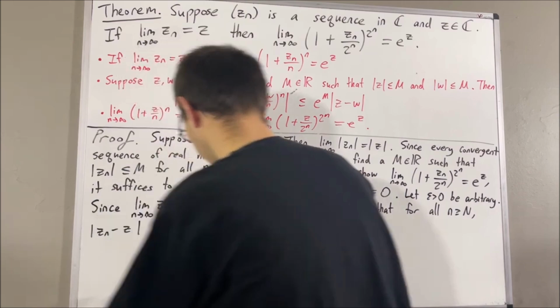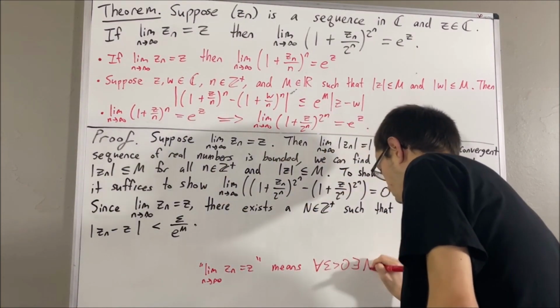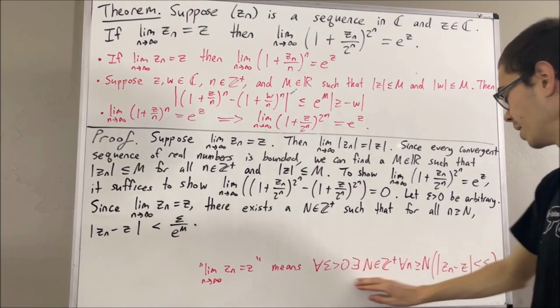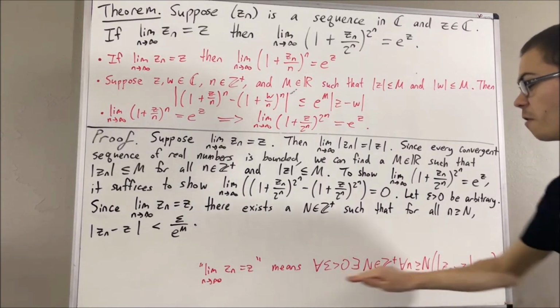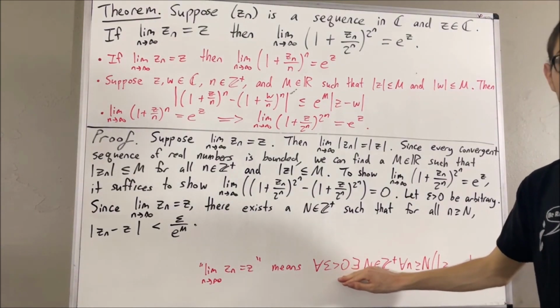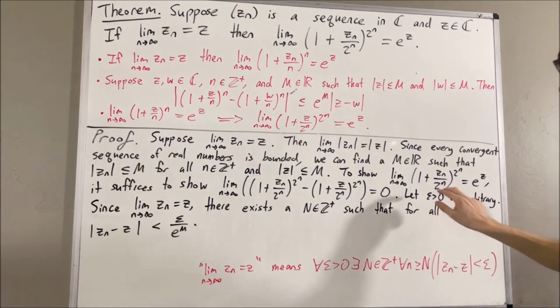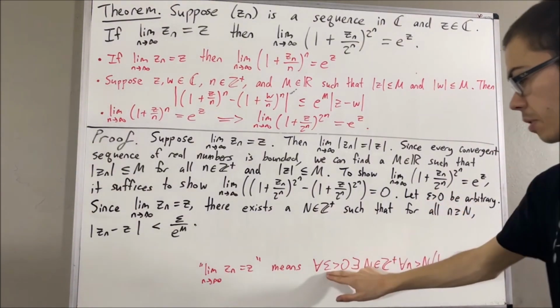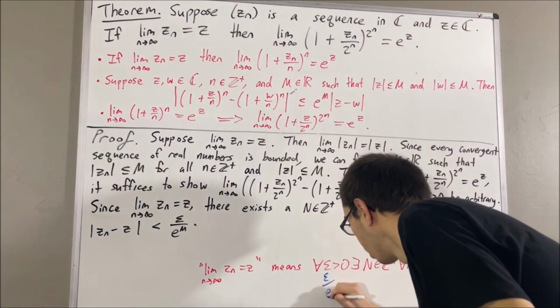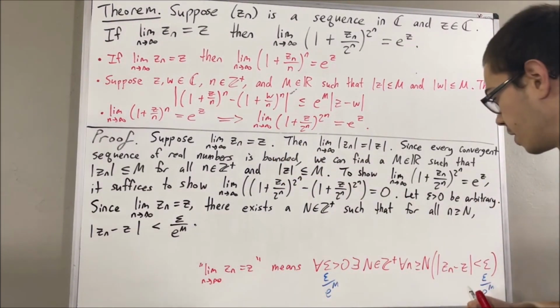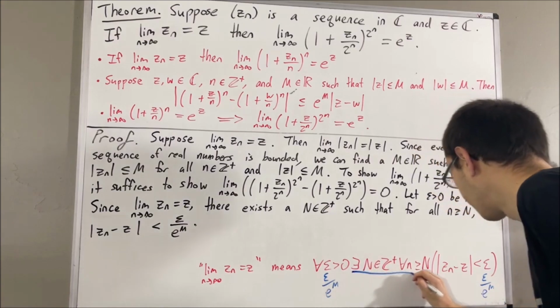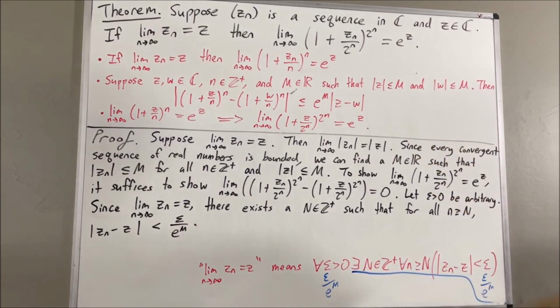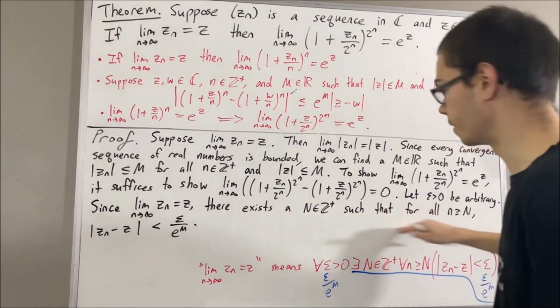It means the following. It means this, right? And this statement works for every positive real number. So in particular, it must work for the positive real number epsilon over e to the n. So we took epsilon to be e to the n, and it follows that this statement is true. And that is precisely what we've written here.